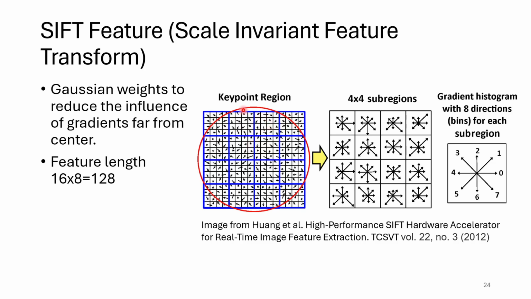In addition, because we want to describe the edge, the pixels far from the center will be less important. How do they control this factor? Easy. They apply a Gaussian weight to reduce the influence of the pixels far away from the center, so they focus on something closer to the center. Okay, so this is the complete SIFT feature.